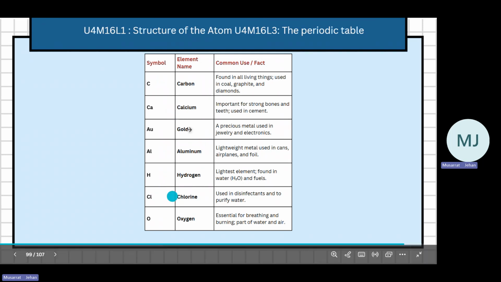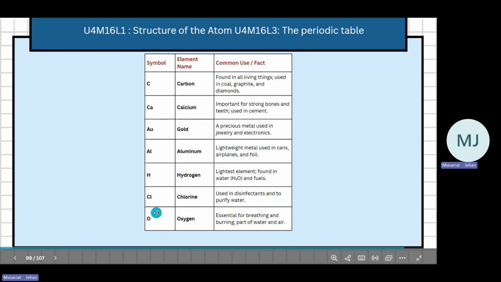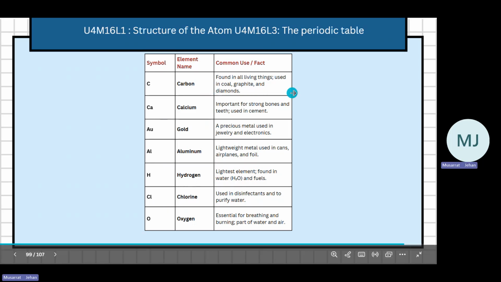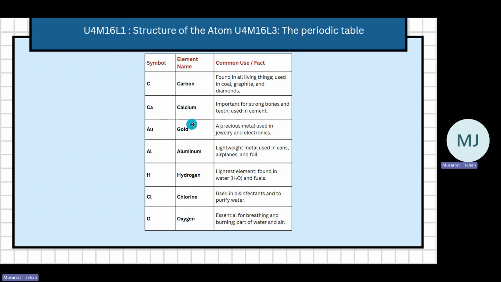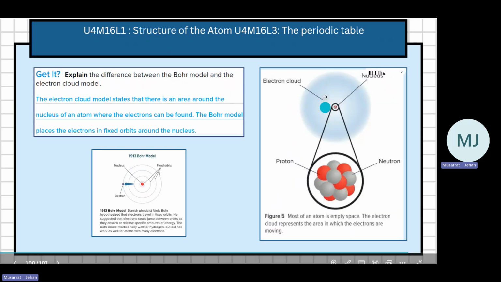Here some elements are given to you, some names are given and where they are found. Like C is for carbon, calcium, Ca, gold, Au, Al, aluminium. Common ones you should remember: H, hydrogen, Cl, chlorine, oxygen. Carbon is found in all living things, in coal, graphite. Calcium is important for bones and teeth, used in cement. Gold is a precious metal used in jewelry. Aluminium is lightweight, used for foils, cans, airplanes. Hydrogen is the lightest element, found in water. Chlorine is used to disinfect and purify water. Oxygen is for breathing and to burn substances.